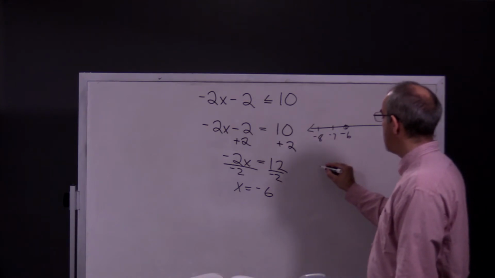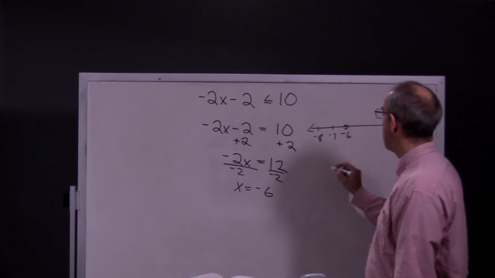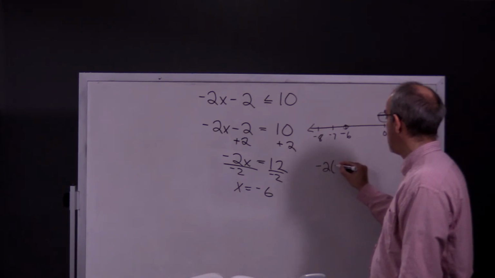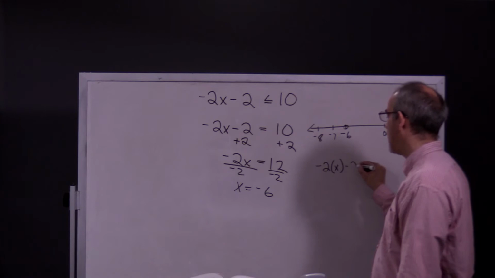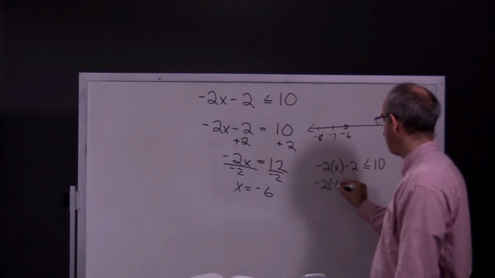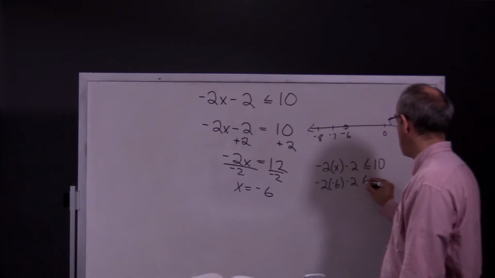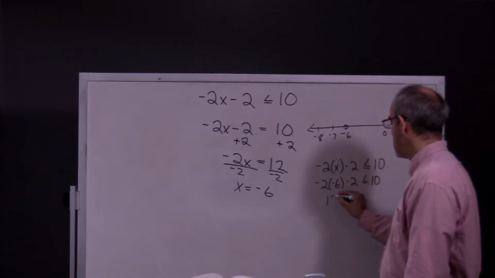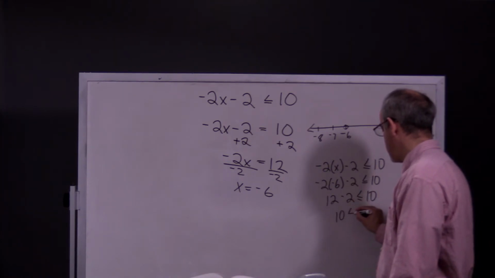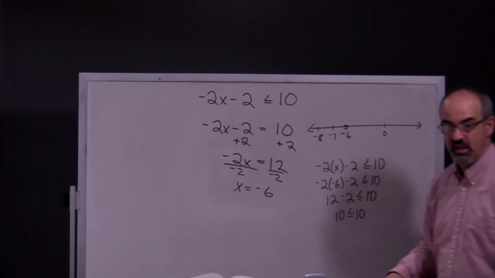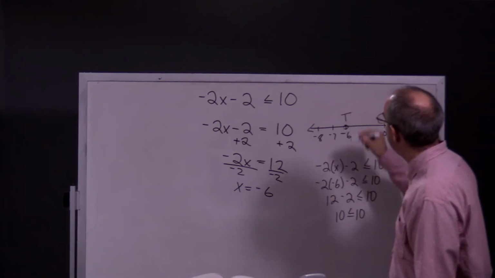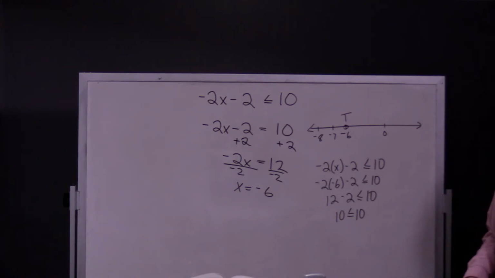So I'm going to test negative 6. I'll just put x. I like to write the original thing first. So you get 10 is less than or equal to 10. Is that true or false? It's true. So you write t above it. That means it works.